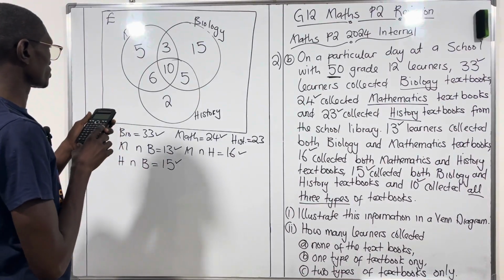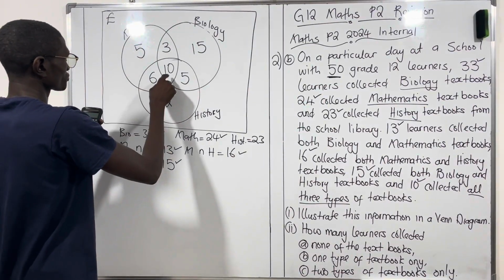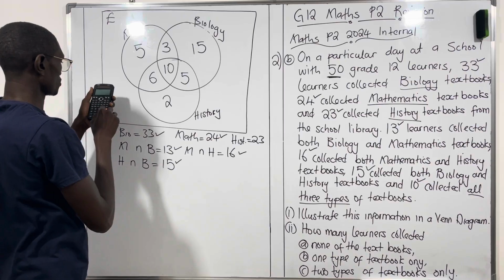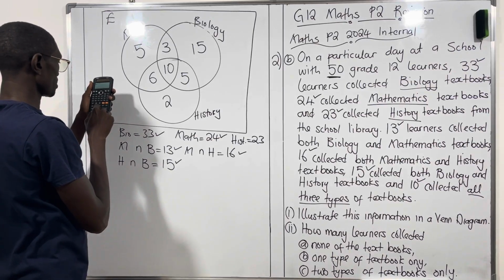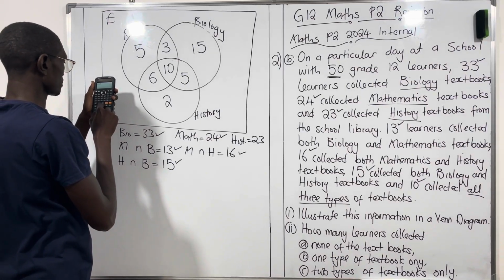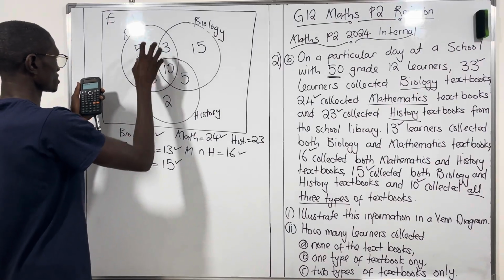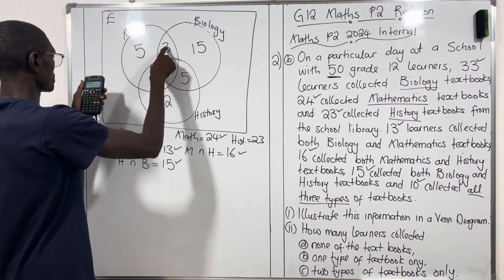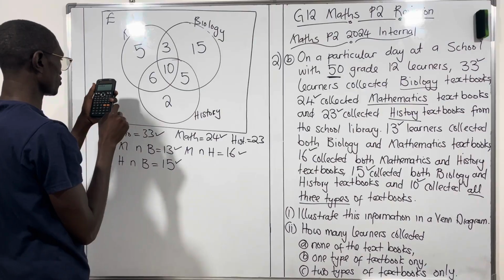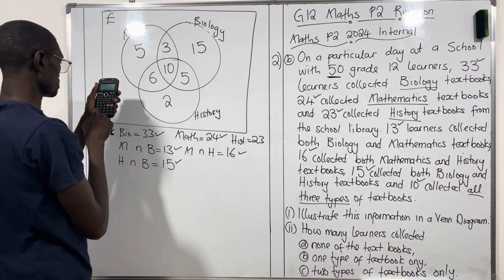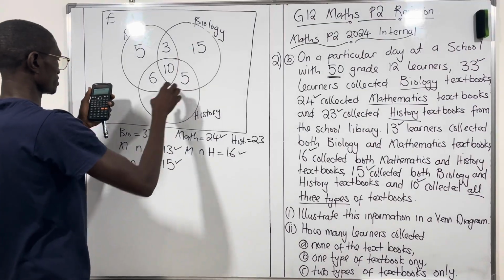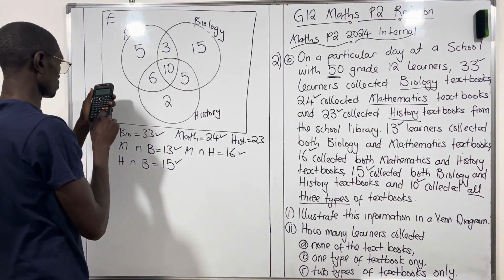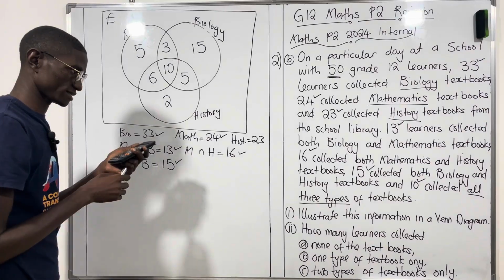So now we're going to say everything there. So we're going to say 5 plus 3 plus 6 plus 10. We're done with this set. Okay, 5 plus 3 plus 6 plus 10. Make sure you confirm your values. Don't want to make a mistake here. 15 plus 5. We're done with these values here. And then we say plus 2. Okay, so we are getting 46.